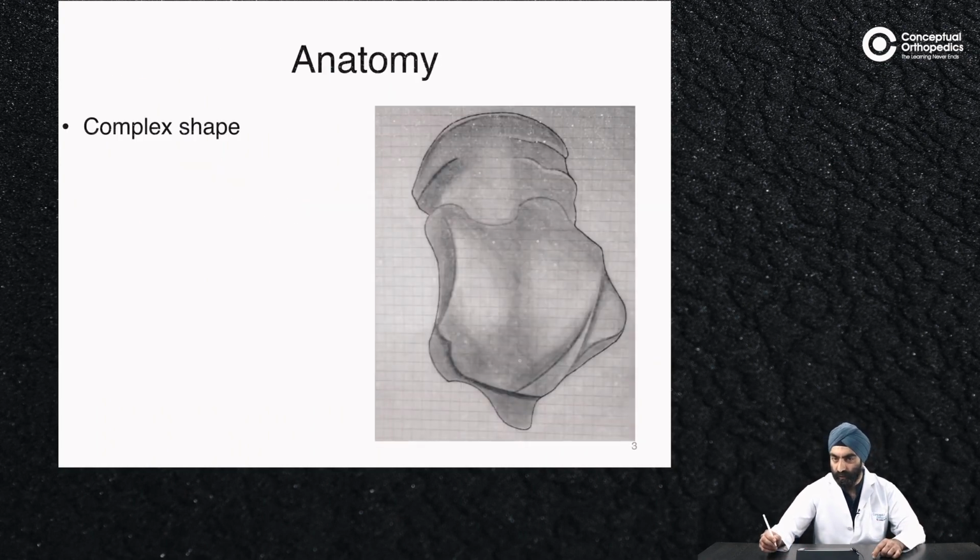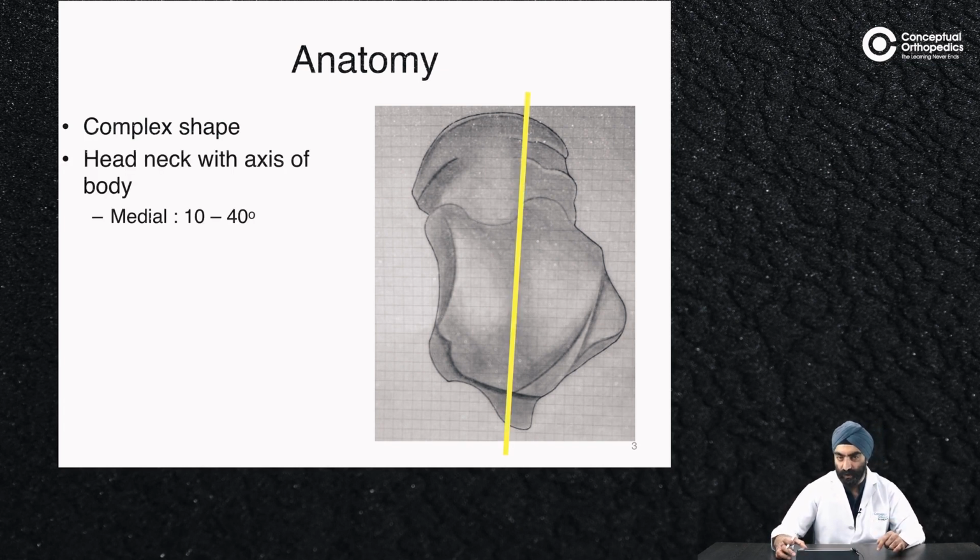The anatomy of the talus gives us clues about how the fracture occurs and what patterns of injuries we see in talar neck fractures. The talus has a complex shape. If you see it in 3D, it's really difficult to understand the anatomy of the talus, and more so during surgery, where we can't really see much of the talus in our approaches. That's the difficulty in getting an anatomical alignment back. So the complex shape is really important to understand.